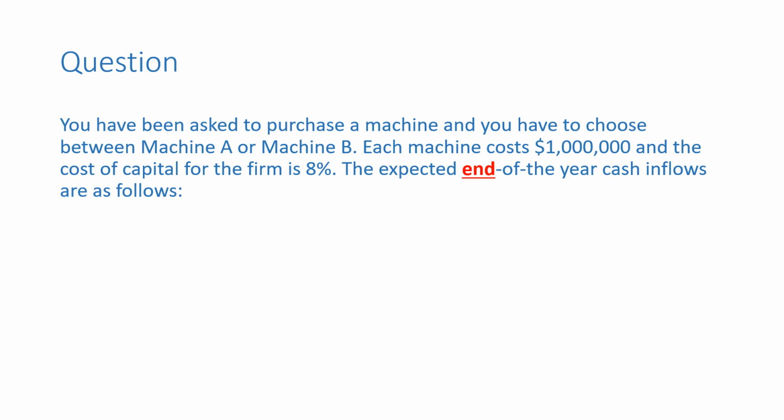Question. You have been asked to purchase a machine and you have to choose between machine A or machine B. Each machine costs 1 million and the cost of capital for the firm is 8%. The expected end of year cash inflows are as follows.